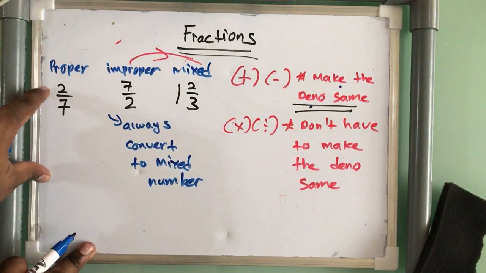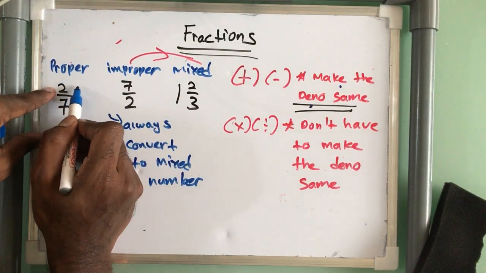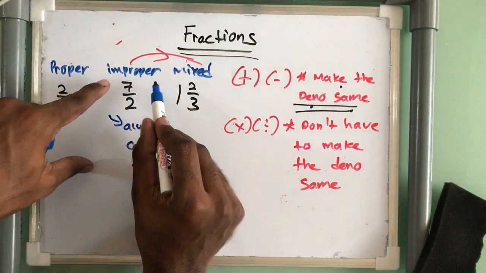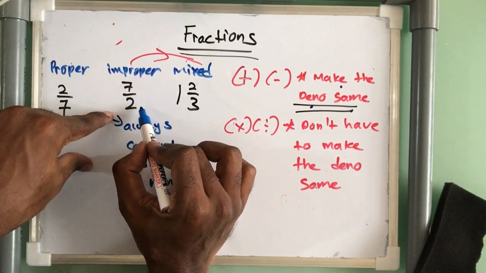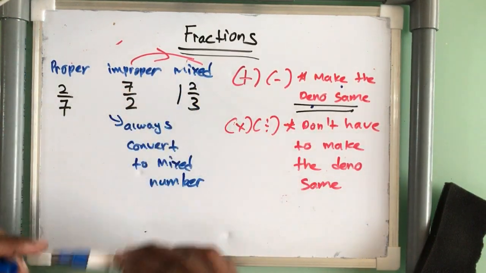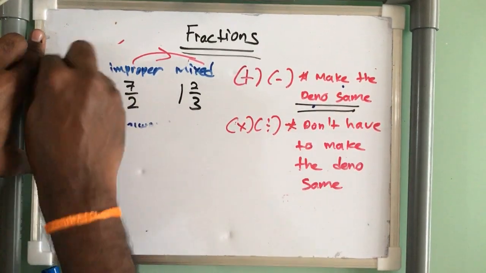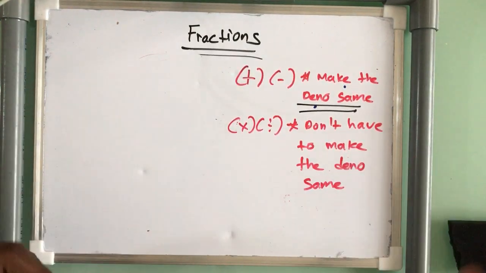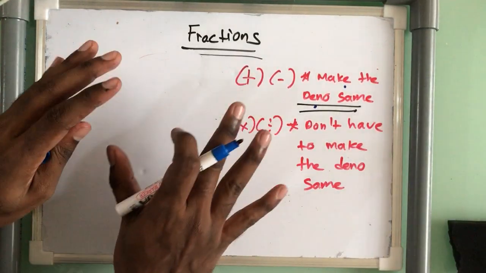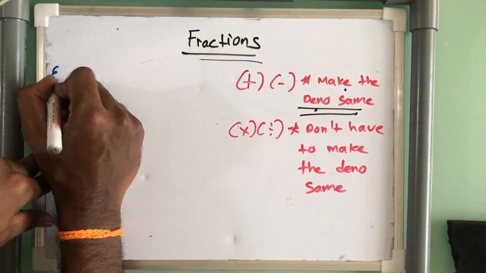So like I mentioned earlier, for a proper fraction, the top number, also known as the numerator, will be smaller than the denominator. For an improper fraction, the numerator will be larger than the denominator. And then the last one we have is the mixed number. So I already covered with you the addition and subtraction part. Now I'll cover the multiplication and division part. Multiplication and division are pretty much very straightforward. I'll just go on with the example.